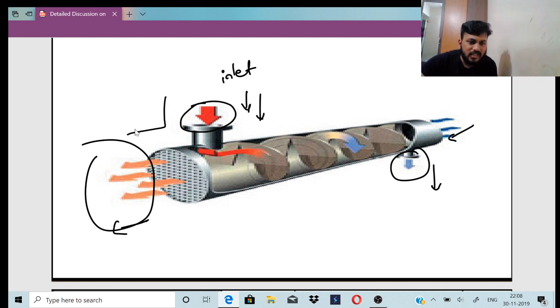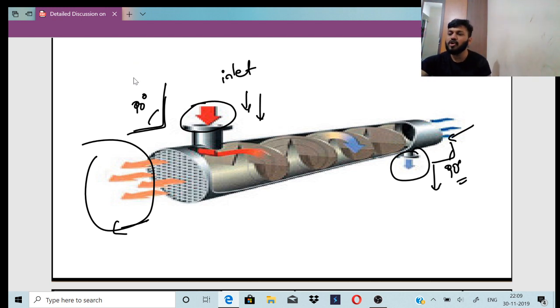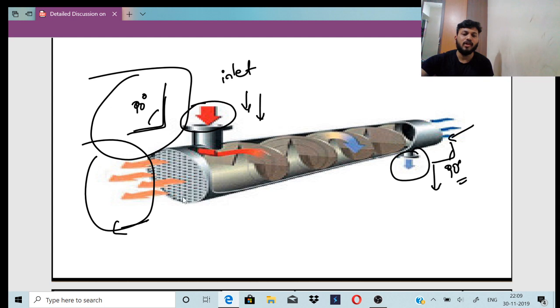So how does this thing happen here? It happens in a 90-degree manner, right? 90-degree manner में हो रहा है, ये भी आप देखो. तो 90-degree manner में हो रहा है. That is the reason they are cross flow and multi-pass. Cross flow because of this flow, perpendicular flow, and multi-pass because they have a numerous number of tubes.